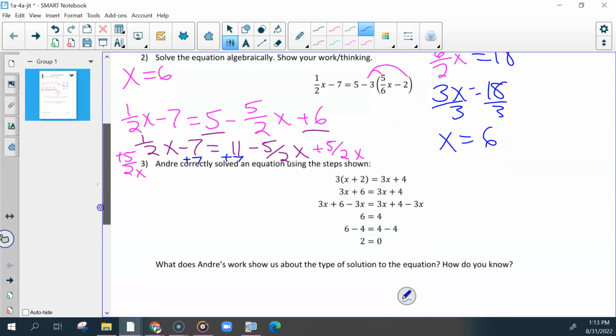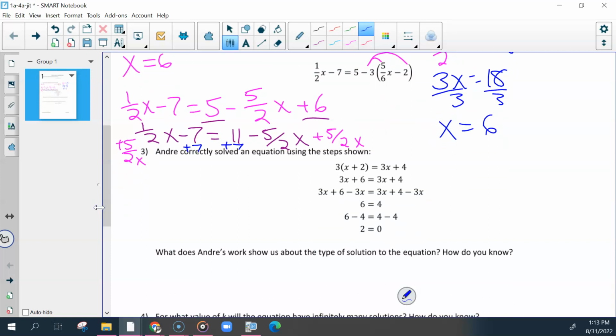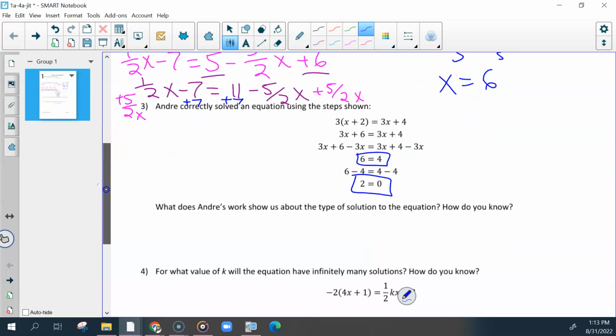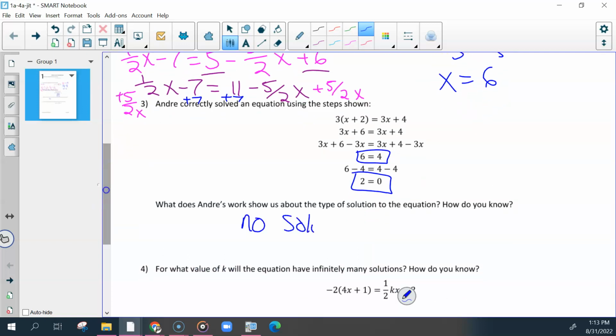Now with 3, this was solved already. You just had to see what type of solution this is. So you could see that from the end, or they really didn't even need to do this step. You could really see this from right here. What type of solution was this? Casper? No solution. And how do we know that? 2 does not equal 0. 6 does not equal 4. The variable is gone. All of those things. Did we have any other questions on this quick check that we wanted to go over, had questions about?